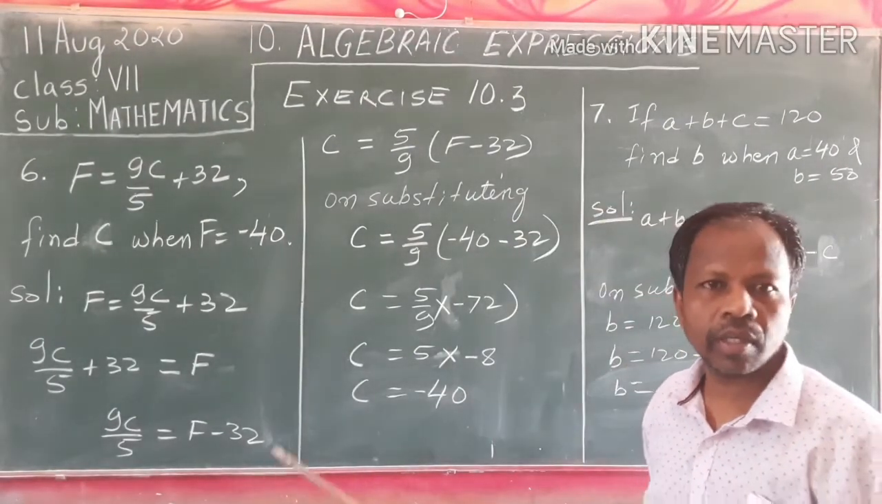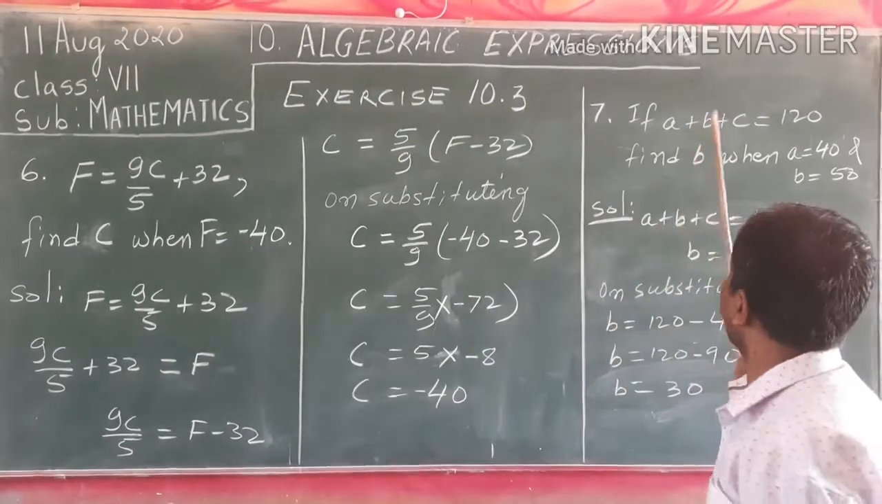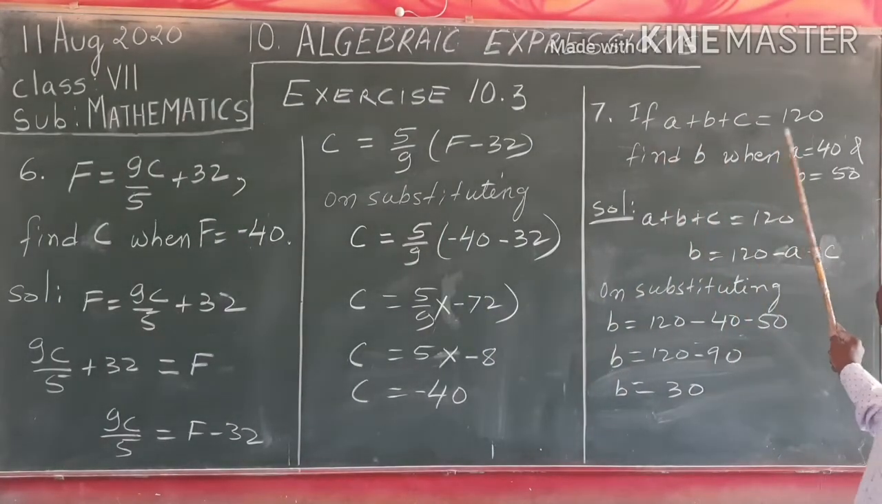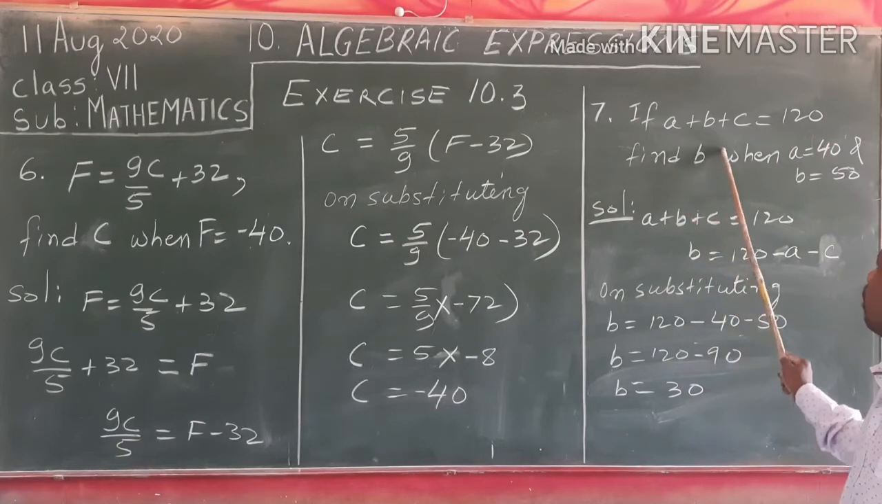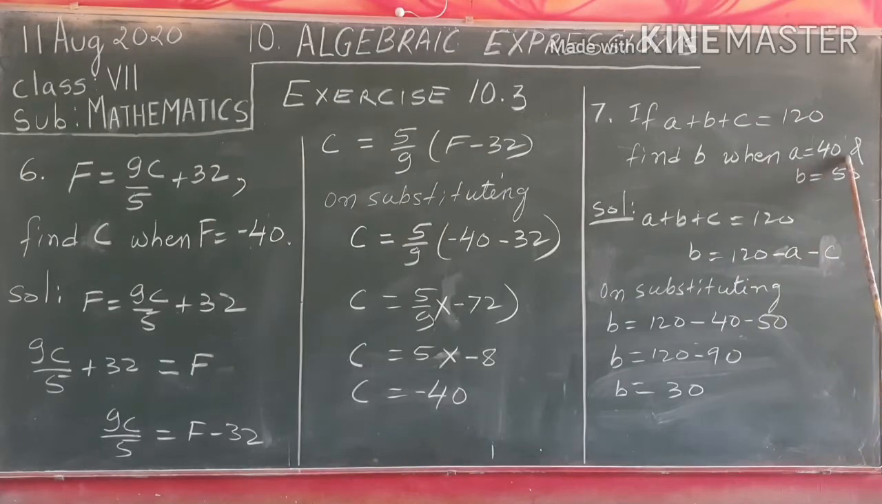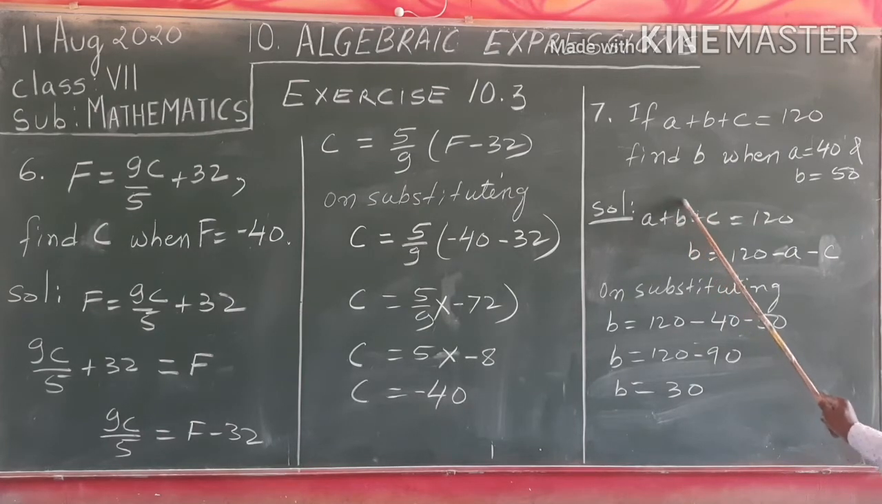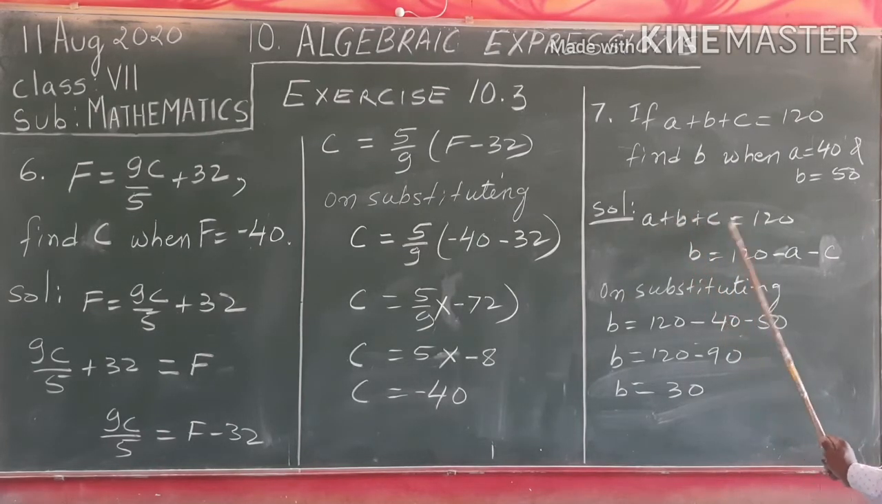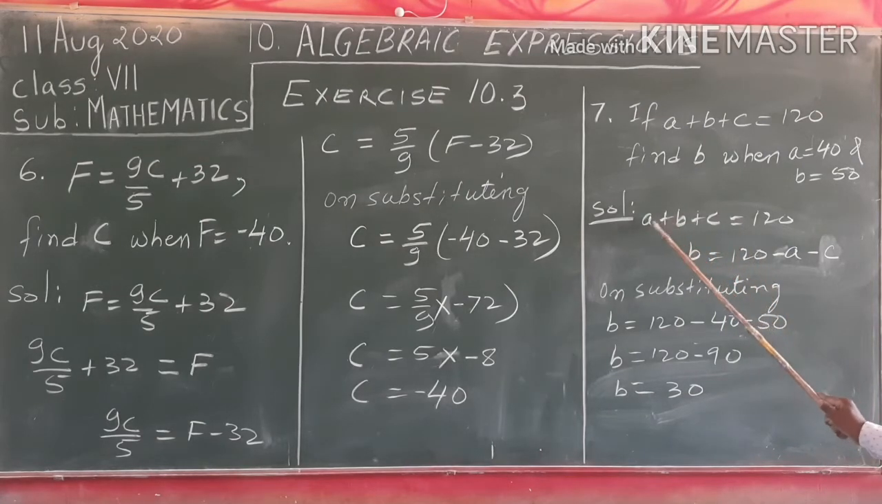Seventh question, if you see on the right side of the board, A plus B plus C is equal to 120 and B we have to make what? Subject. When A is 40 and C is 50. So listen, A plus B plus C is equal to 120. So leave B alone in the left hand side and transpose A and C to the right hand side. All this plus sign will come out as minus in the right hand side.